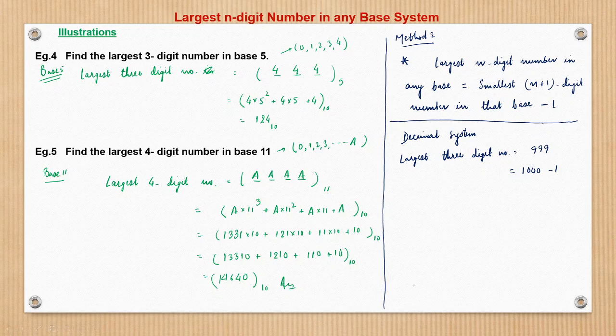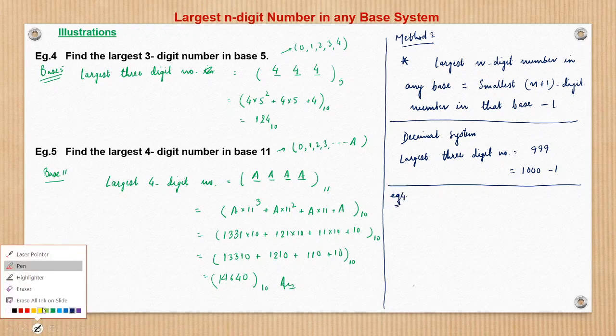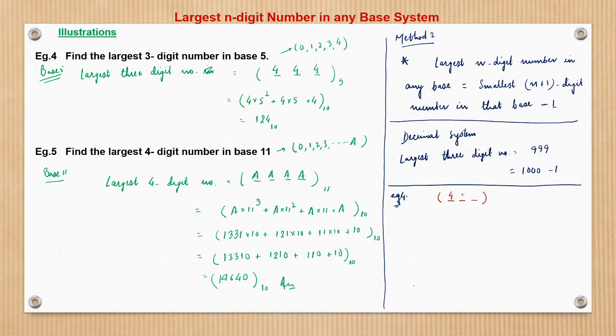So using this concept, we will solve both the problems here. First, we will take example 4 here, right? So example 4 we will solve here. It says largest three-digit number in base 5. So base 5, the largest three-digit number would be 4, 4, 4 in base 5.